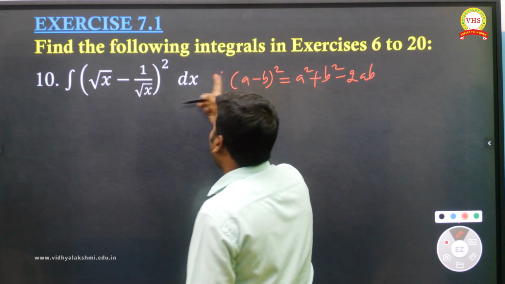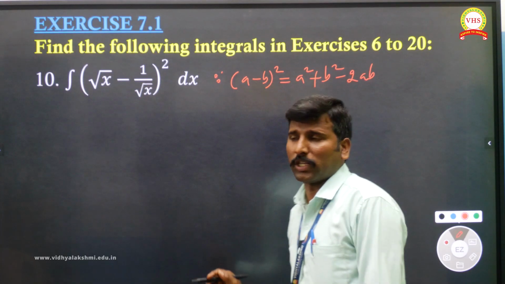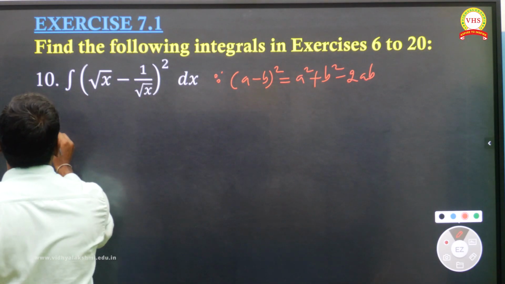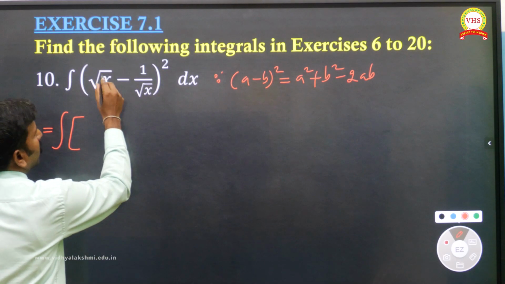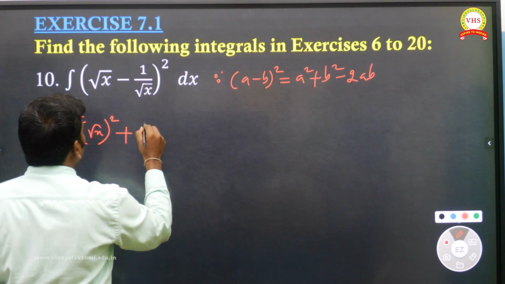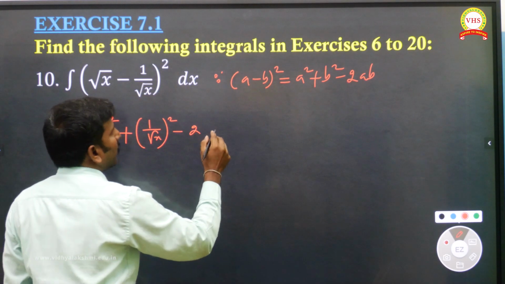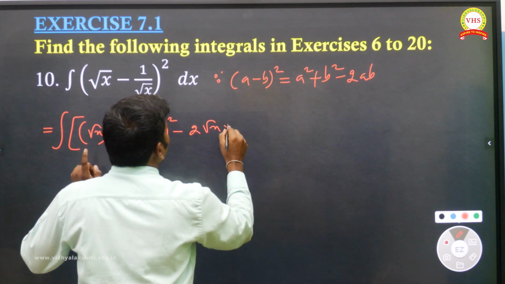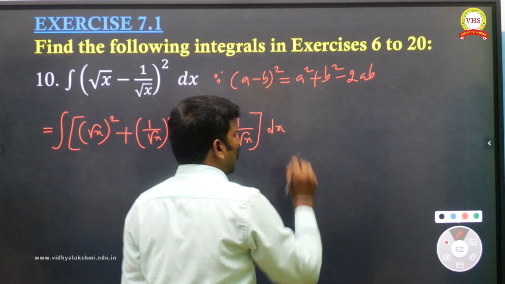Instead of a we have root x, instead of b we have 1 divided by root x. If you apply this, you will get it easily. In the integral, we will apply the formula first. A square means root x whole square, plus b square, in the sense 1 divided by root x whole square, minus 2 times ab, a value root x into b value 1 divided by root x, overall 1 dx we have outside.